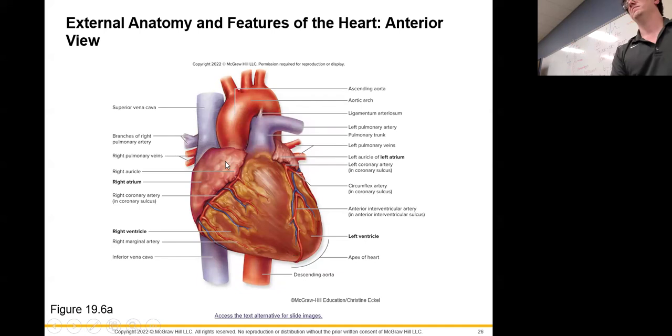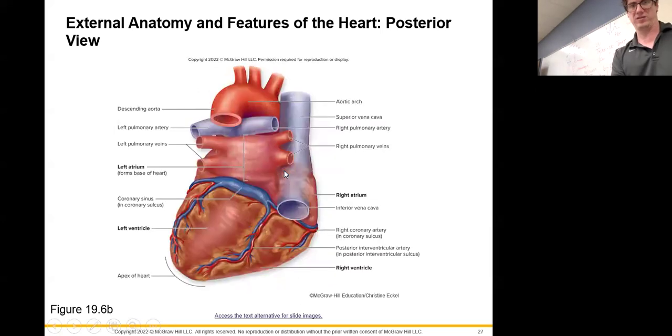apex of the heart. Okay, so like I said, we have these big flappy structures here that we're going to call auricles. They look like little ears, and these are going to be found on our right and left atria.